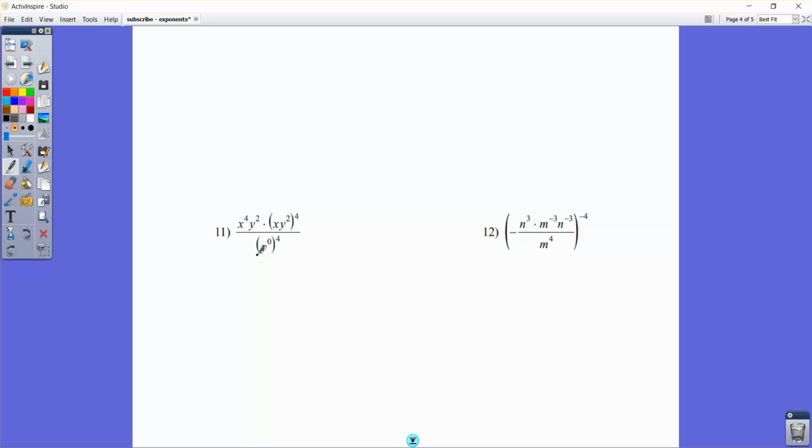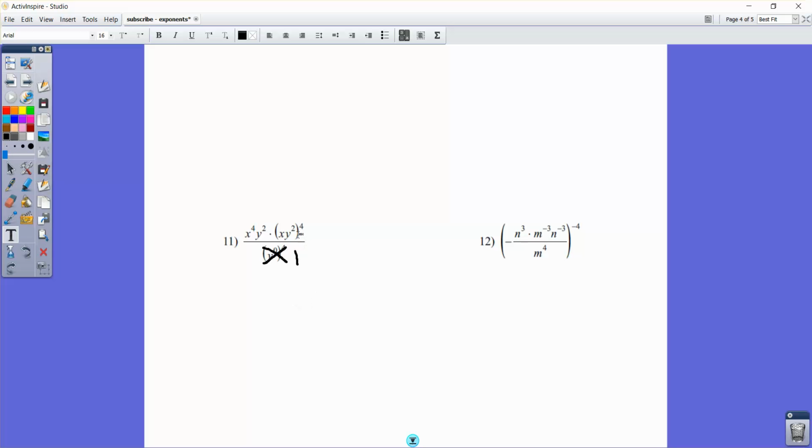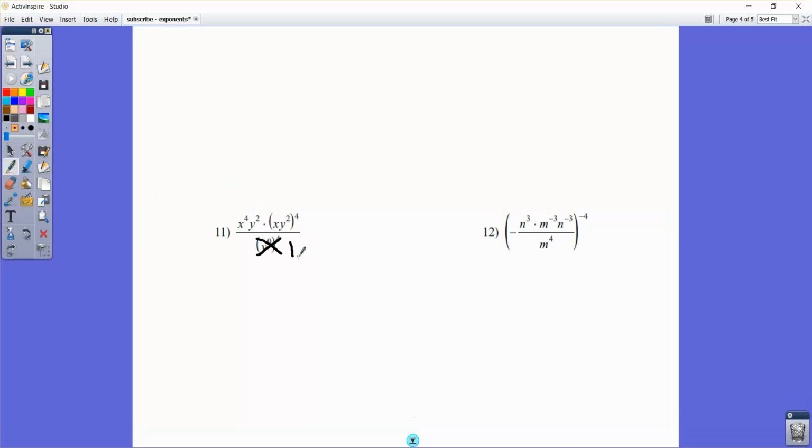So this whole thing on the bottom is actually going to become 1. So we're going to cancel that, just put a 1 there. Okay? On the top, though, we have something that we can simplify. We have a parenthetical with an exponent. Let's simplify that real quick. Let me see if I can write this out. Let's see how my mouse skills are doing today.